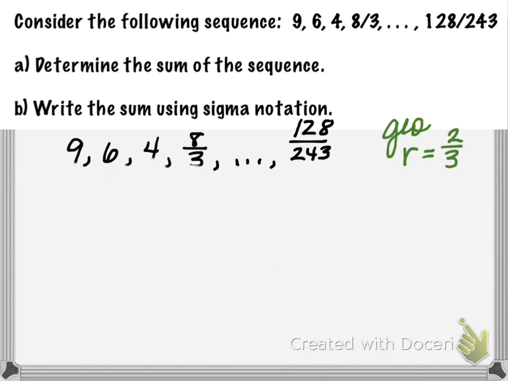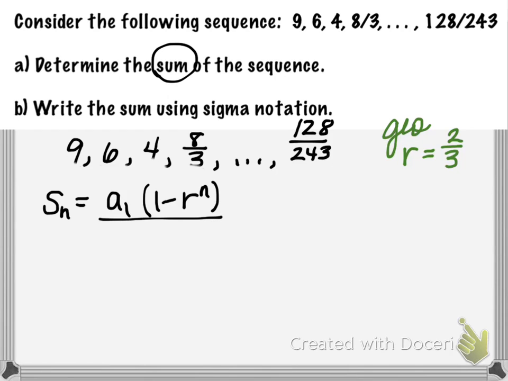Now, since we're interested in finding the sum of this sequence, we can use our sum formula for a geometric sequence. We call this a partial sum, because we're summing up a specific number of terms in this sequence. The partial sum for a geometric sequence is found by multiplying the first term times 1 minus r, the common ratio, raised to the n power, all divided by 1 minus r.